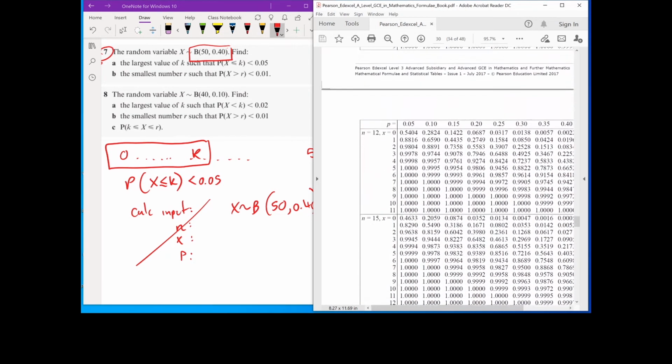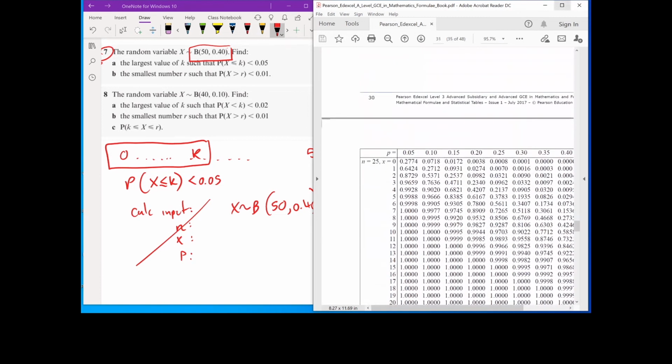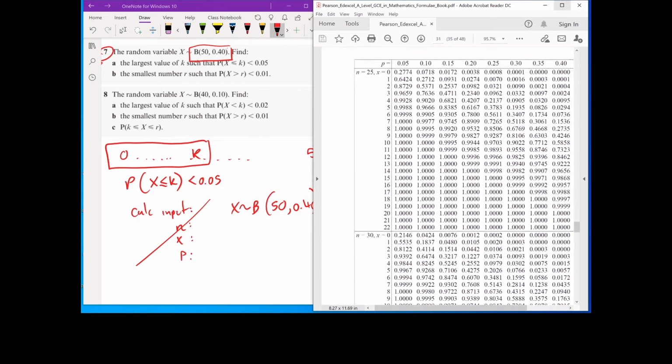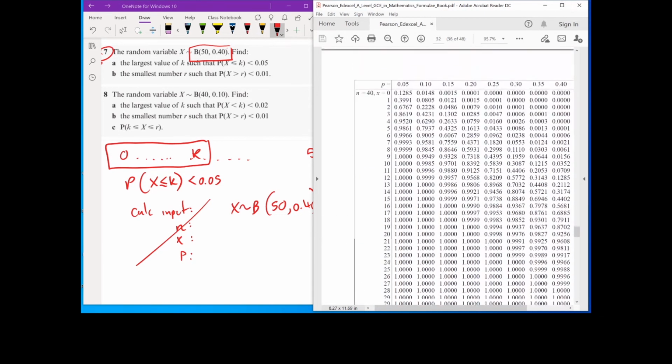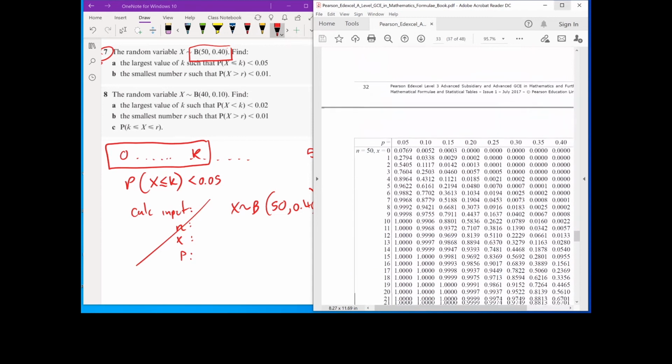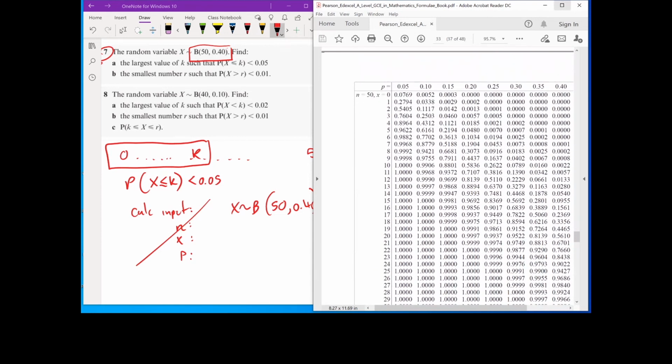So you go down, n is increasing as you go down the pages. As you can see, it starts jumping from 25 to 30, and then it goes to 40, and then it actually jumps to 50. So it doesn't have all n values on the table, whereas on the calculator, you can use any n value. So if a question like this comes up in the exam, it will be a value of n that's already on the table, if it requires you to use the table. It won't just give you any random one, okay?